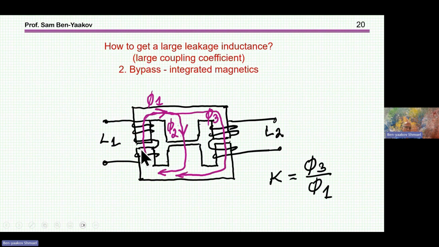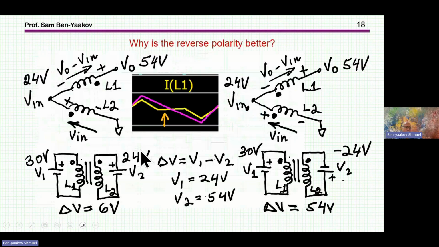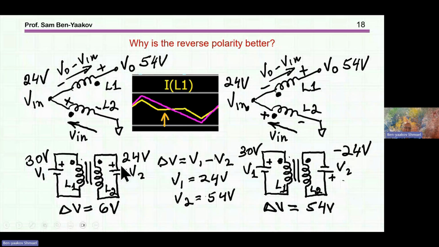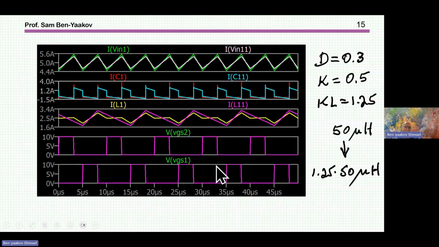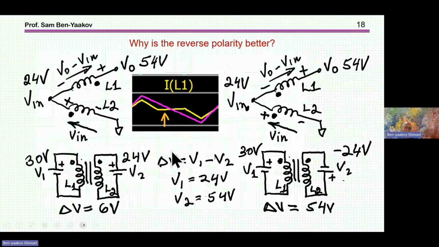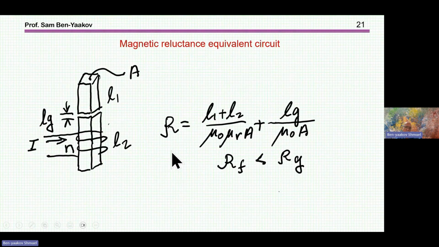The simulation that I showed is purely electrical. We don't have any notion of what the flux is, what the magnetic flux density is, or the MMF. We don't have any information in the domain of the electrical simulation. For that, we need another tool, and this could be very handy: the magnetic reluctance equivalent circuit. I'm sure that most of you, if not all of you, know about it and are familiar, but let me go over it very quickly.